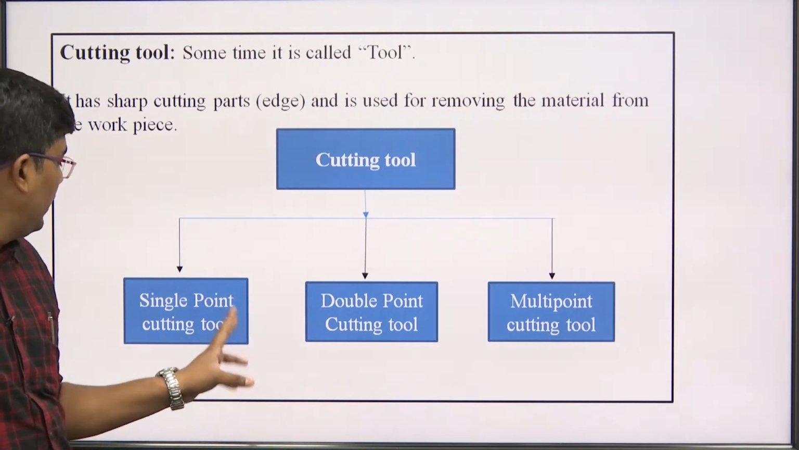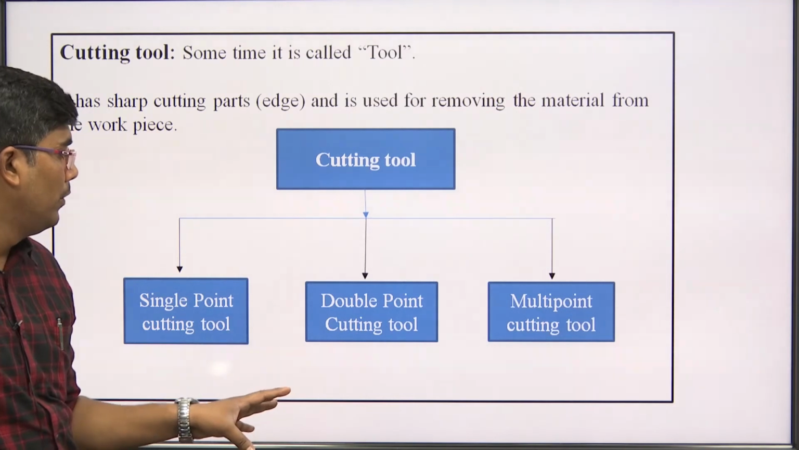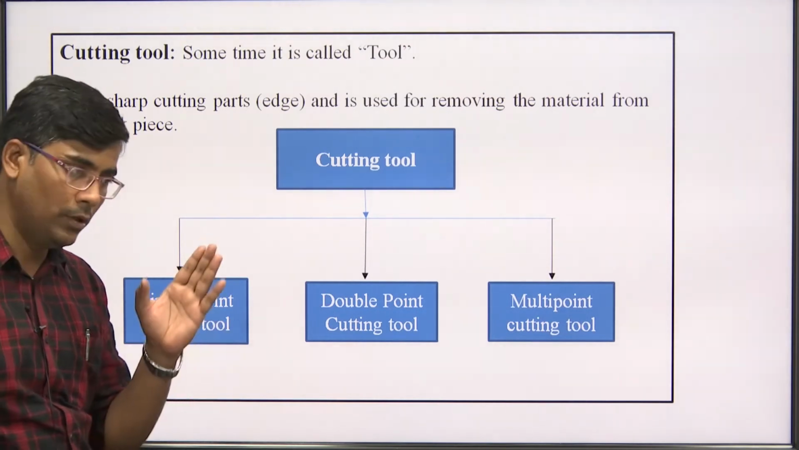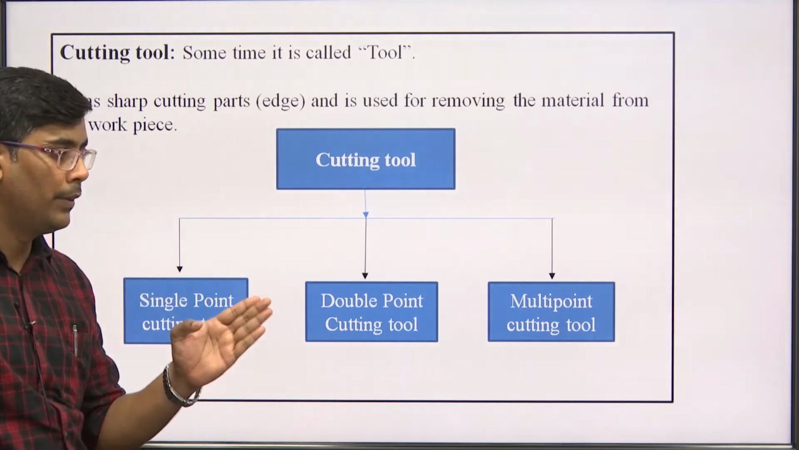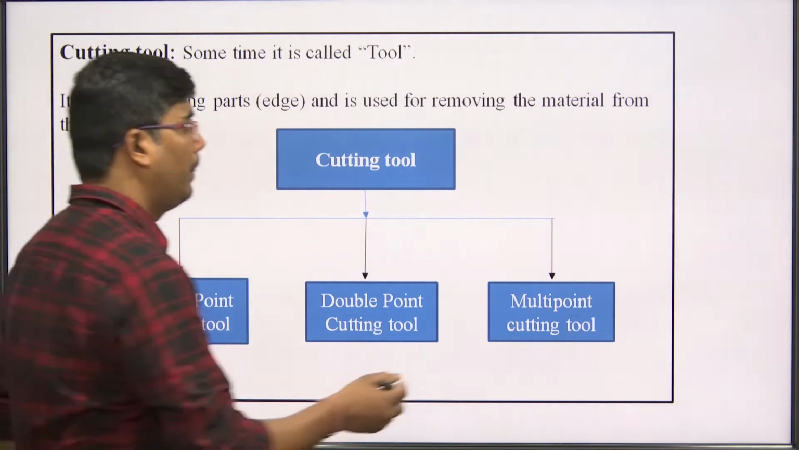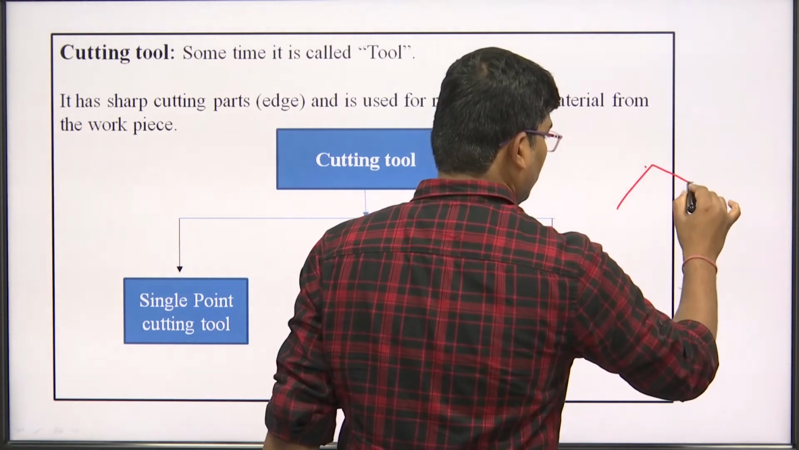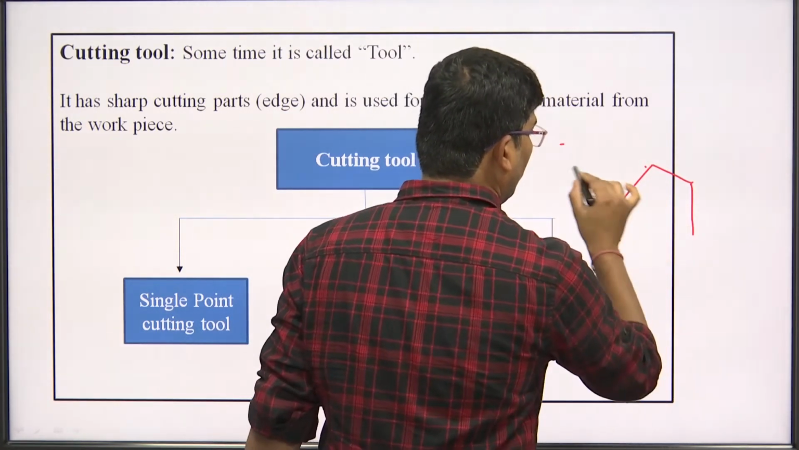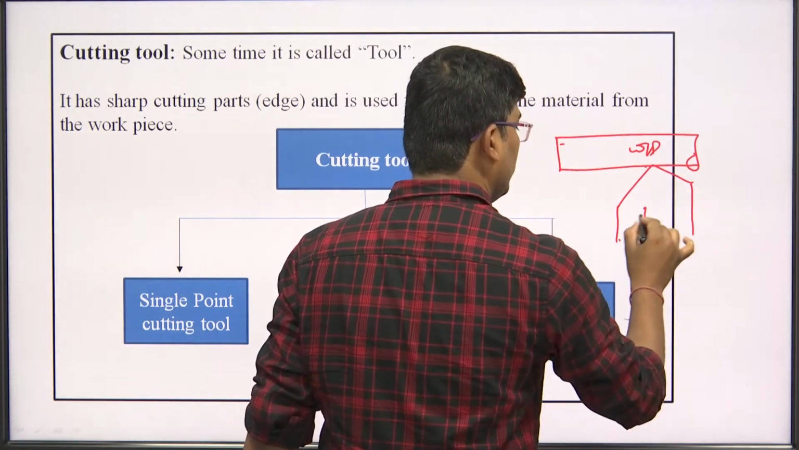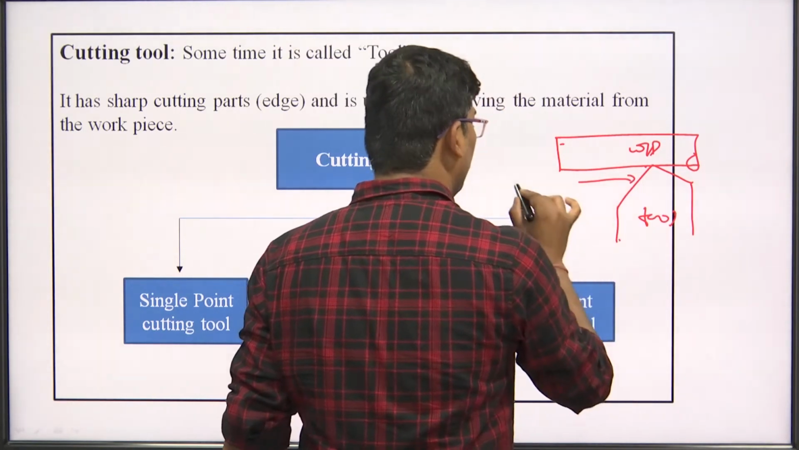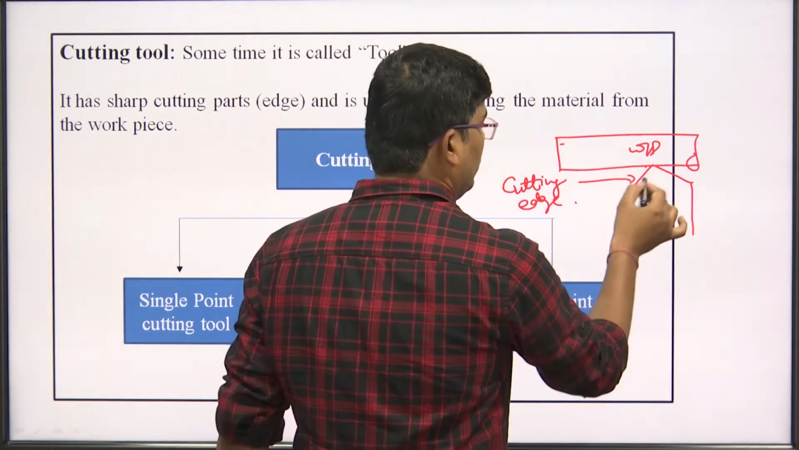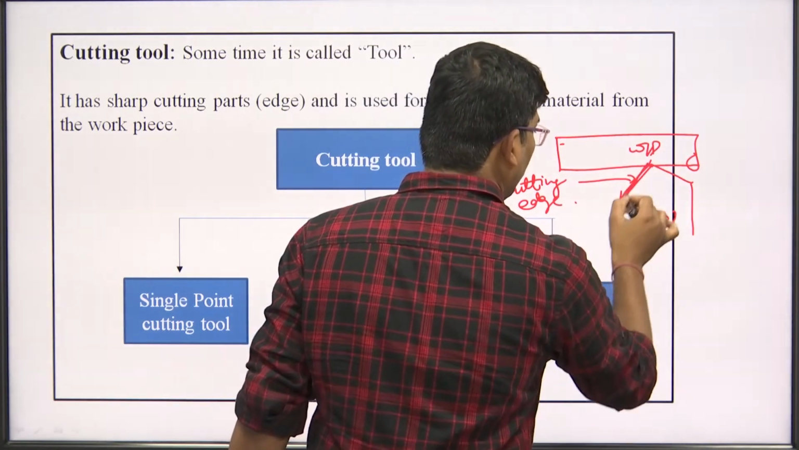Basically, here we discuss only single point cutting tool and multiple point cutting tool. It is classified on the basis of its cutting edge. Cutting edge means the edges which are responsible for cutting the metal or material. For example, this is the workpiece and this is a tool. This is known as a cutting edge, which is responsible for the cutting.